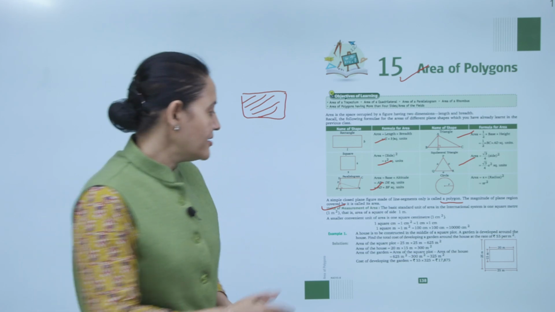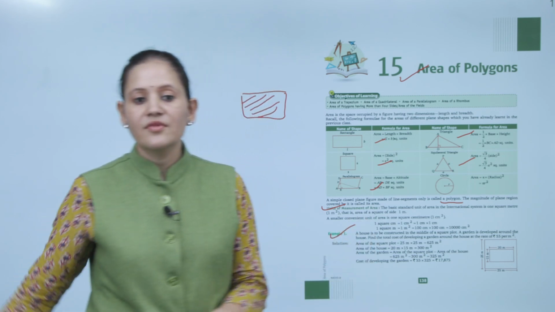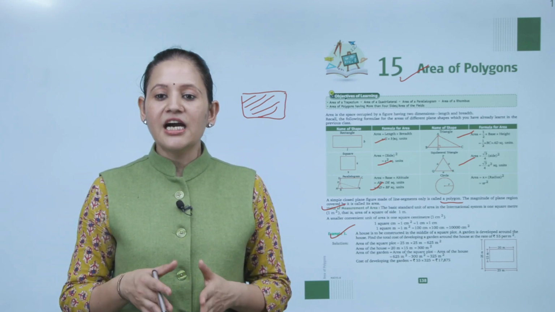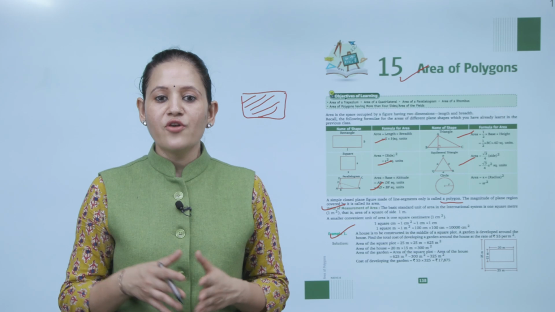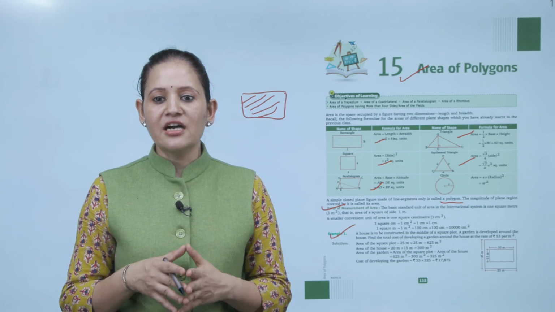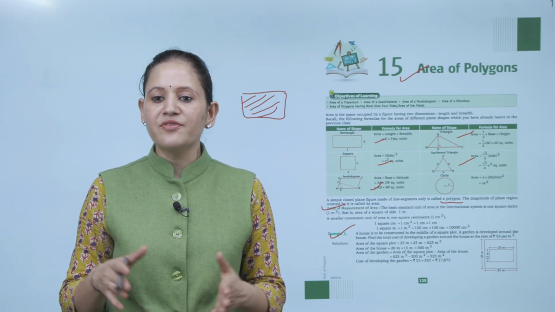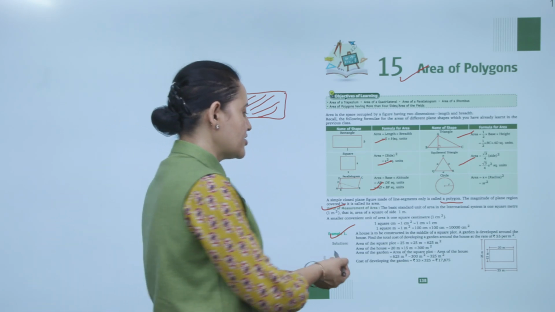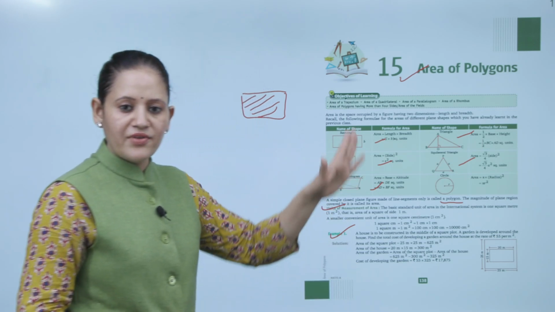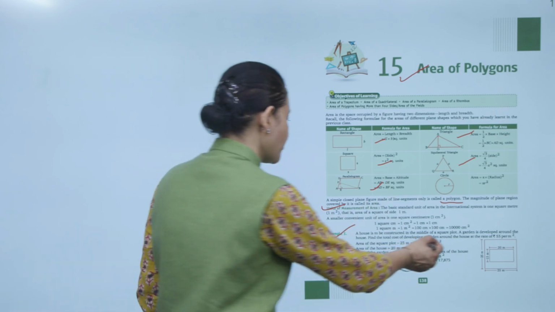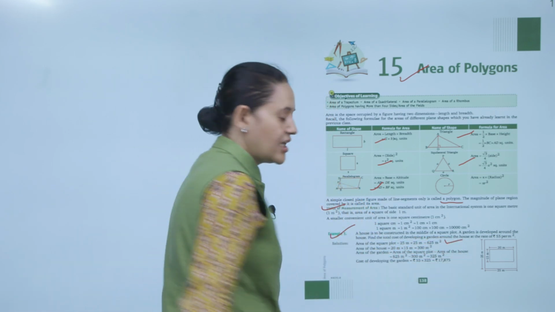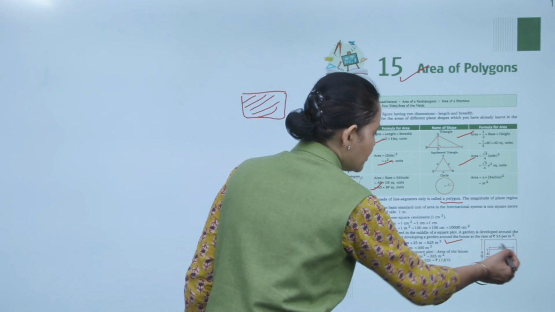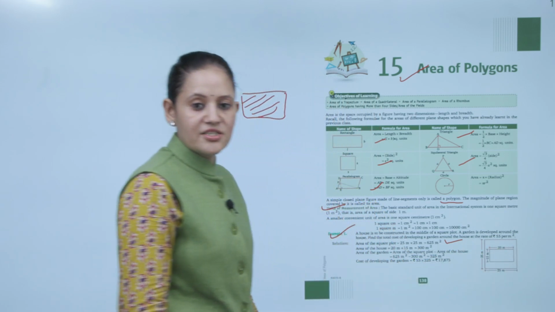Now we'll take an example here. A house is to be constructed in the middle of a square plot. The garden is developed around the house. Find the total cost of developing the garden around the house at the rate of 55 per meter square. First we'll find the area of the plot. Area of the square plot is 25 into 25, 625 meters square. Now we'll find the area of the house. Area of house is 20 meter into 15 meter, that is 300 meters square.